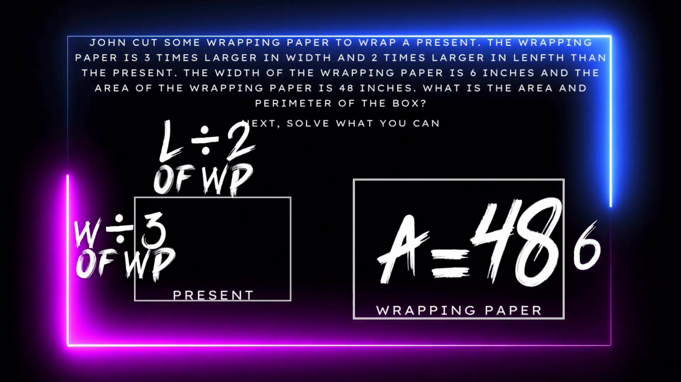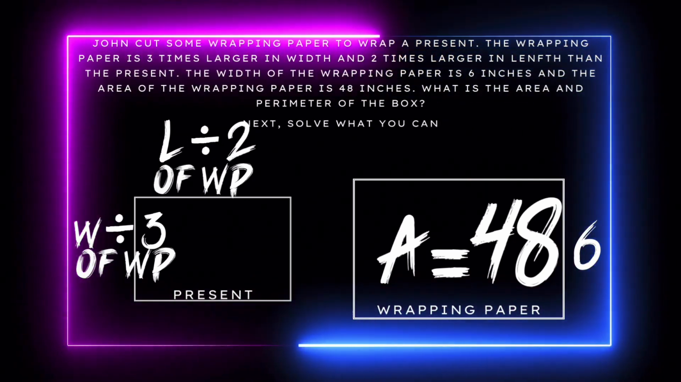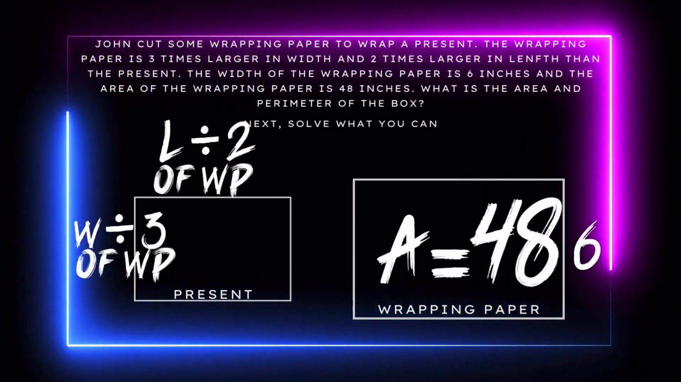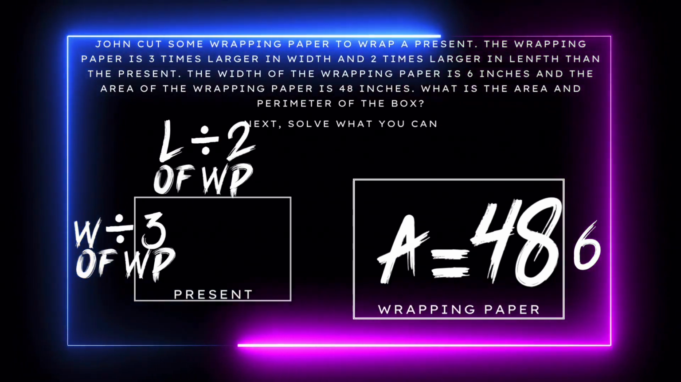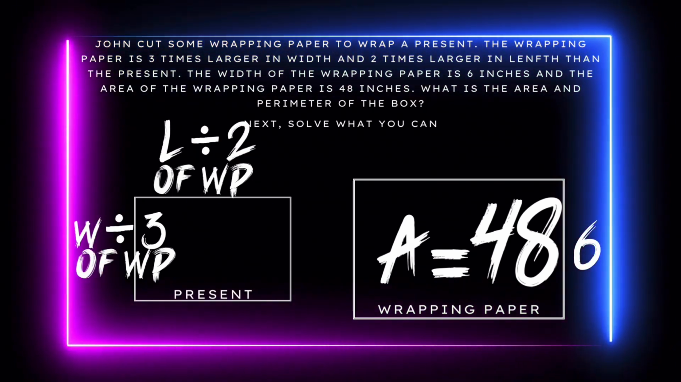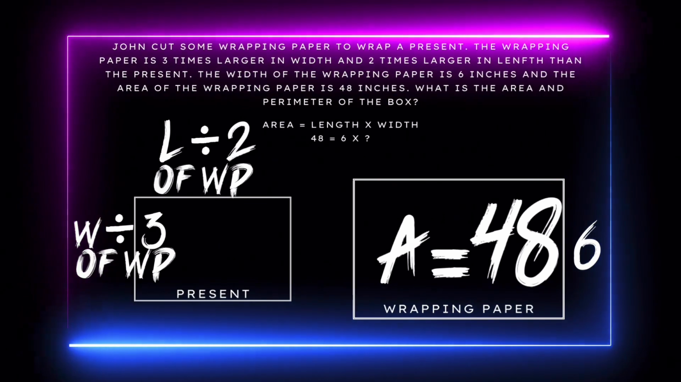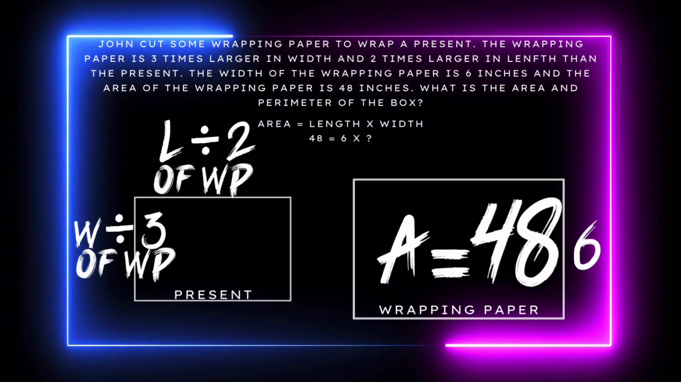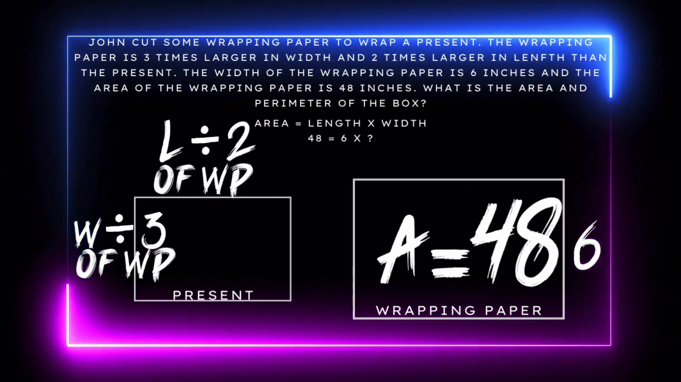So now we solve what we can. I'm going to go ahead in this example and solve all of the wrapping paper. You might want to solve the side of the present really quick, and that's fine. You can do whatever you want. I'm going to solve the wrapping paper first. So 48 equals 6 times something.